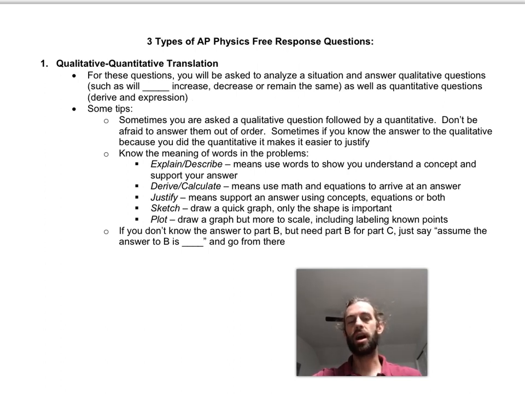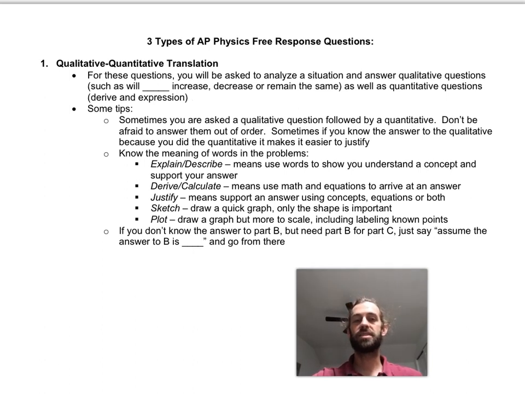Sketch, you'll see this word sometimes when asked to draw a graph, and that means it should just be a very quick drawing. You don't have to worry about hitting exact points, you don't have to worry about labeling axes, which is different than the word plot, which means we do actually want to consider what is the maximum value, what is the minimum value. We do want to label our axes, typically with variables or with things we found in other parts of the problem.